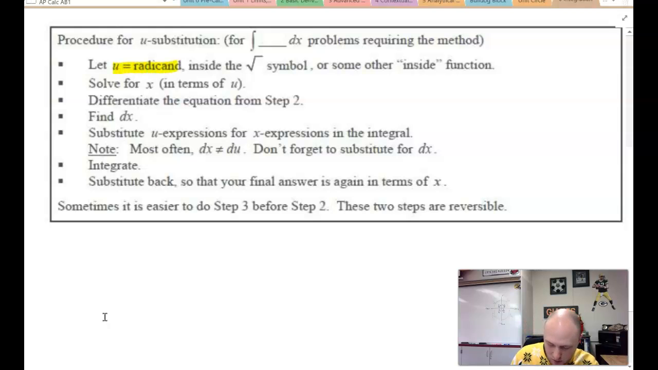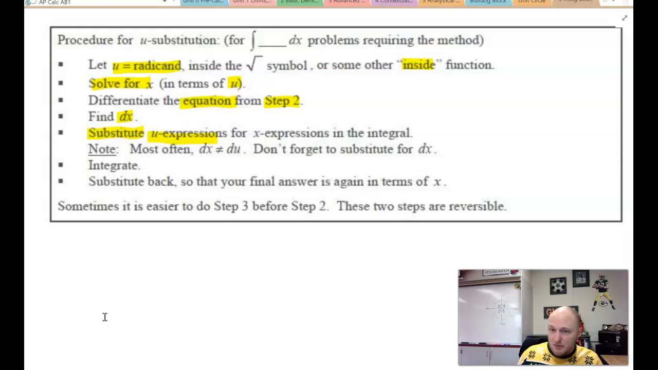Let u equal the radicand, or whatever the inside function is. Then, something we did not do in the last video, this will be new, is we want to solve for x and put it in terms of u. This is when we have that extra variable that was not present. Next, you want to go ahead and differentiate the equation from step 2, so you have to find what dx is. And then we make these substitutions. We're going to substitute all of our u expressions in for the x expressions. There should be nothing in terms of x, okay?